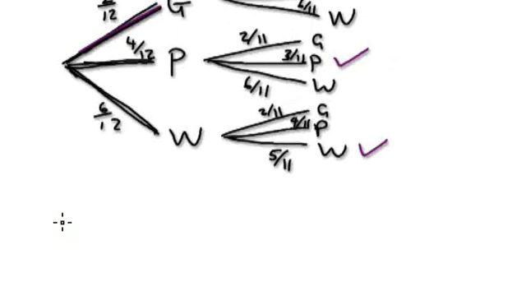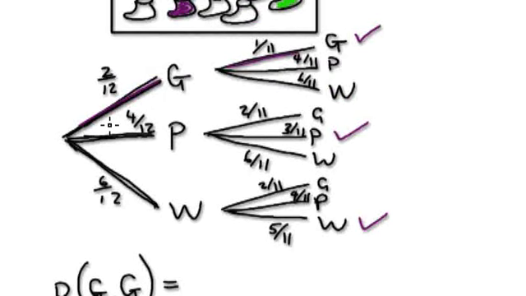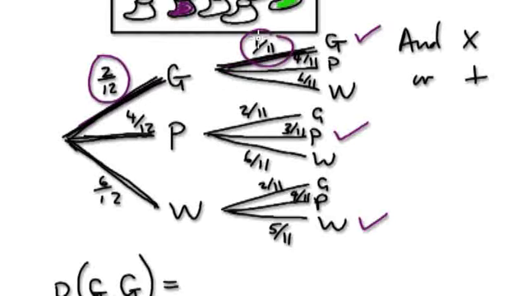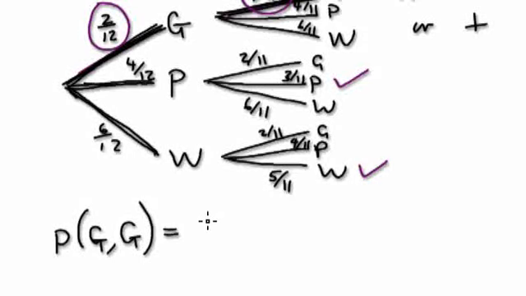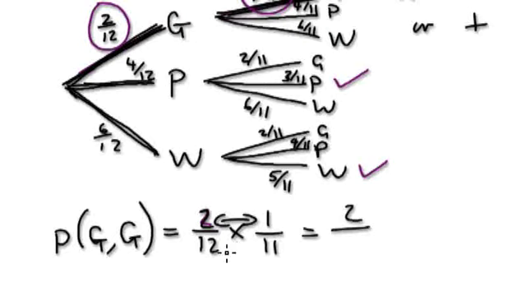Okay, so we are interested in green and green. Remember, when there's an and, you have to times. When there's an or, you have to add. So we need green and green, so it will be this times this. So it will be 2 over 12 times 1 over 11. Top times top, which is 2, bottom times bottom, 132.